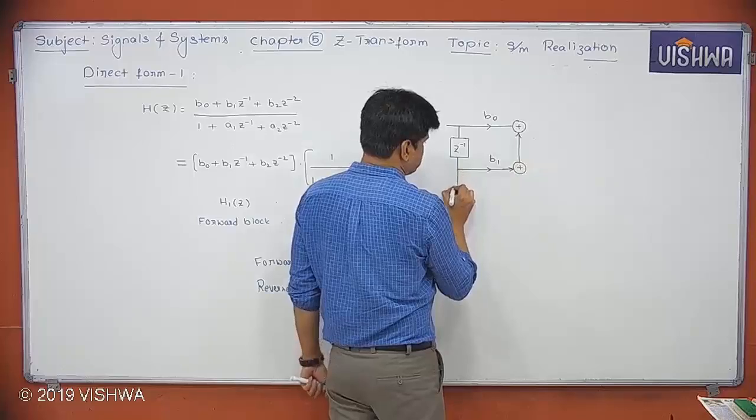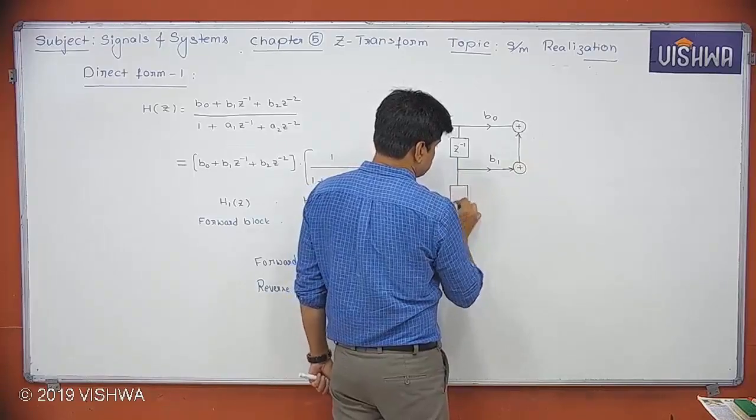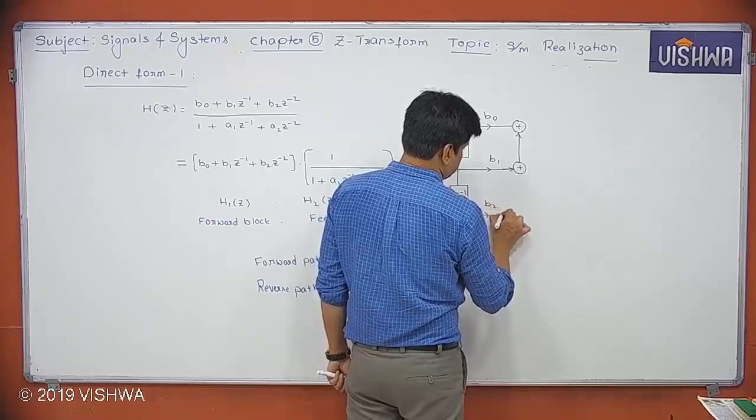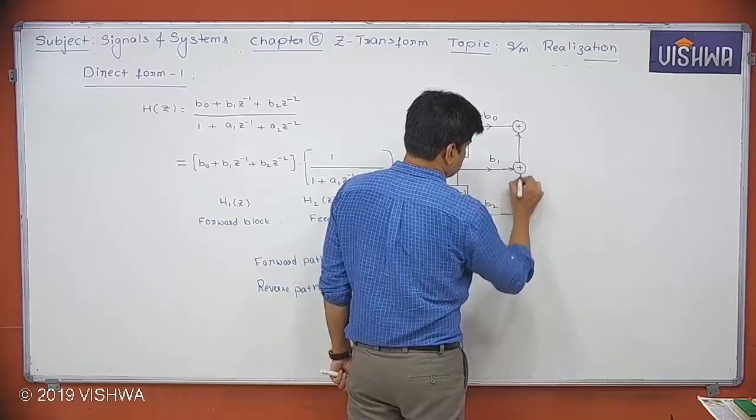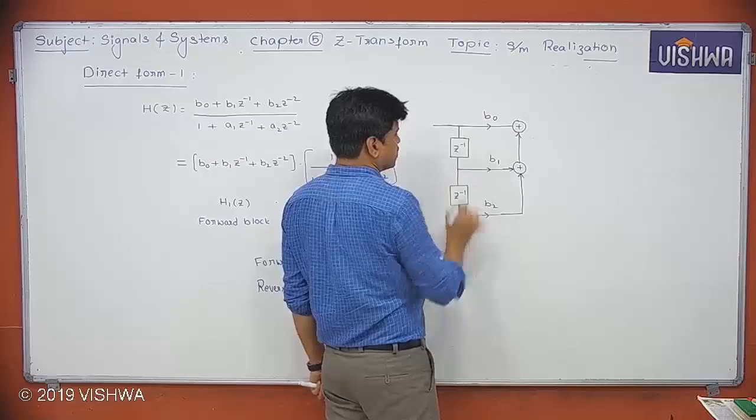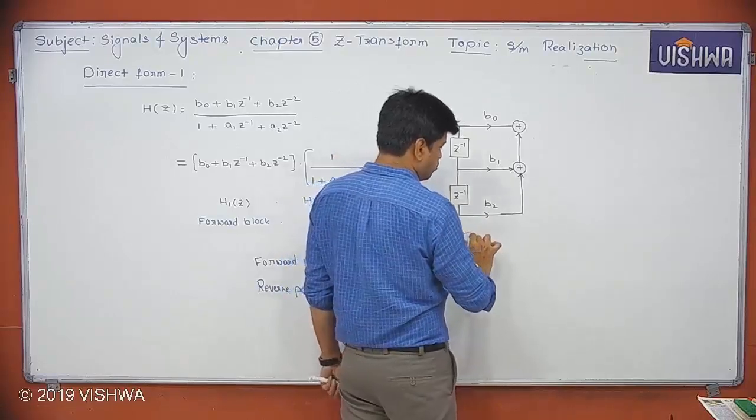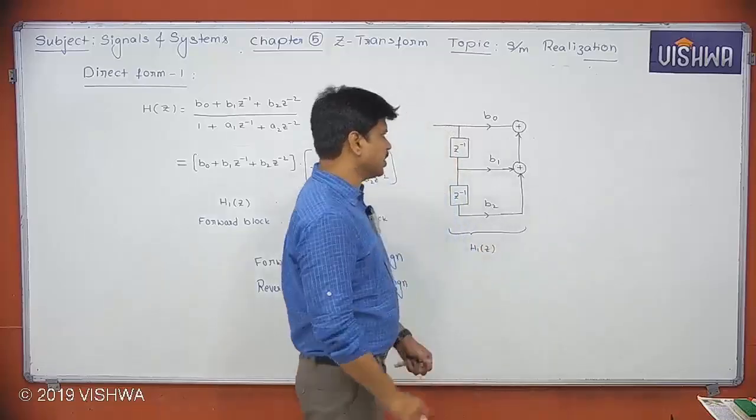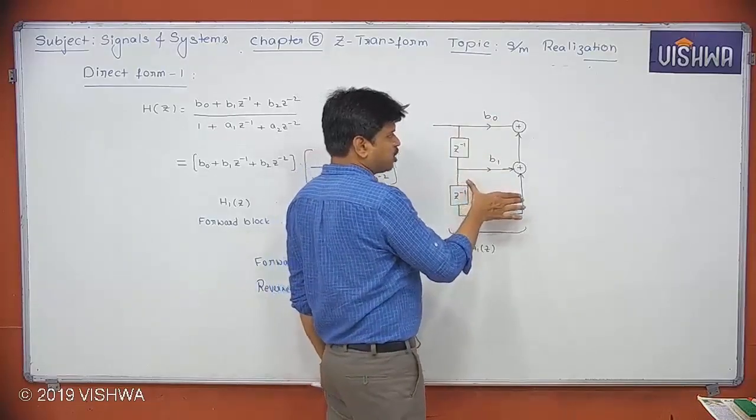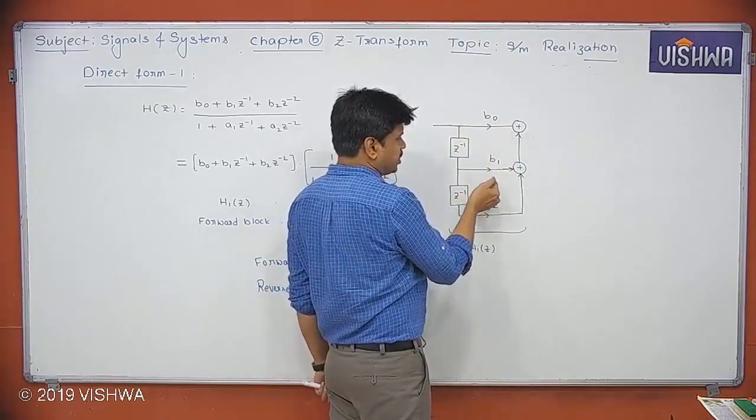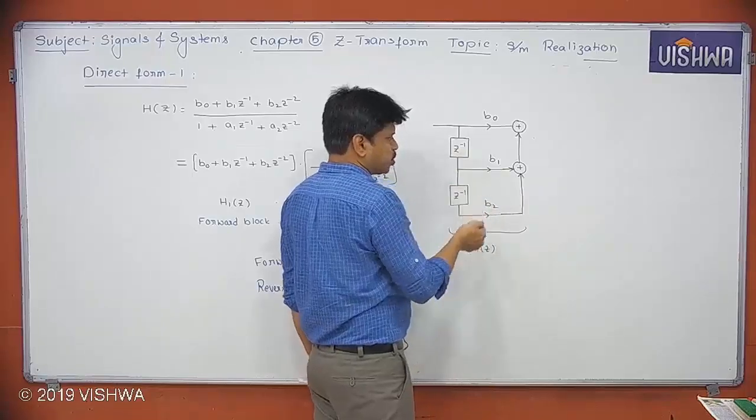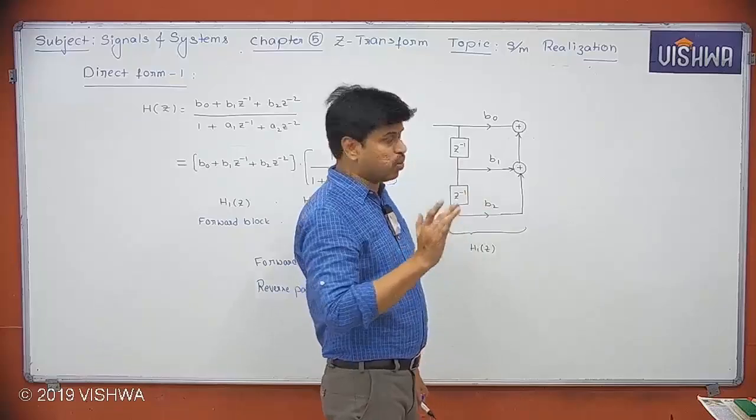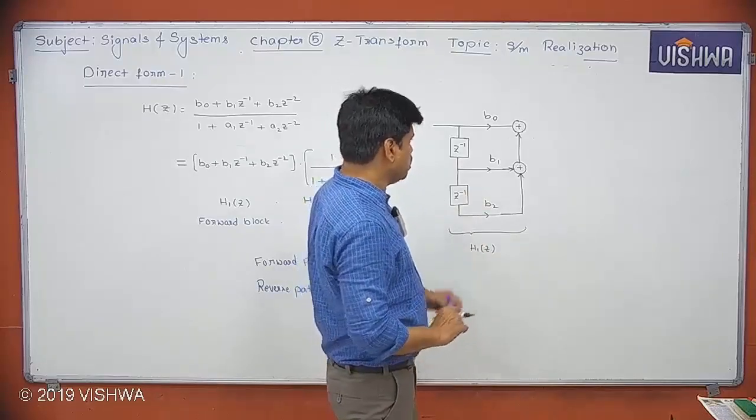next Z power minus 1. So this is the forward block. This block creates H1 of Z. So directly you can see, how can we write the numerator? B naught plus B1 Z inverse plus B2 Z power minus 2, because we are having the forward path. So that means we don't have the sign change. Whatever the sign we are having, that sign we have. So this is the one block.